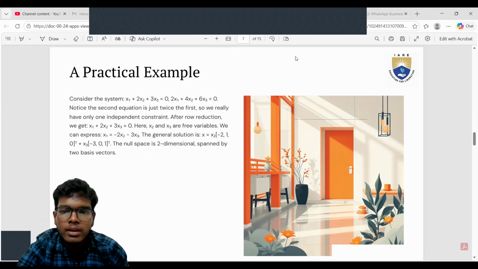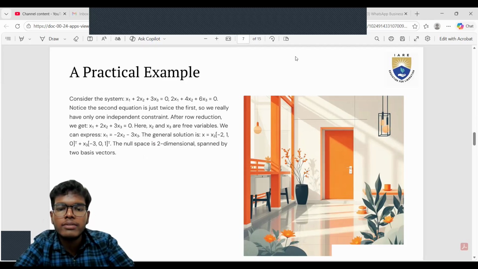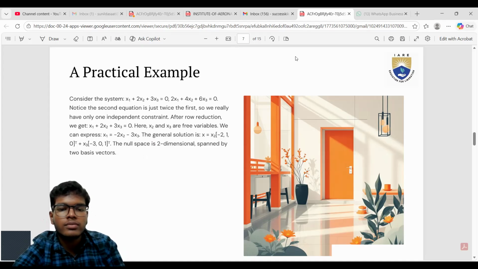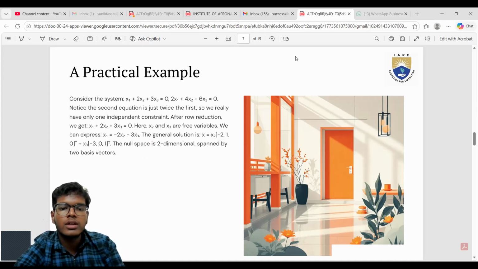A practical example. Now we are discussing the applications. Let's bridge the gap between math and real world problems. How do we use this? PCA, principal component analysis. This is the most famous use. We solve the eigenvalue problem, (A minus lambda I)v equal to 0.